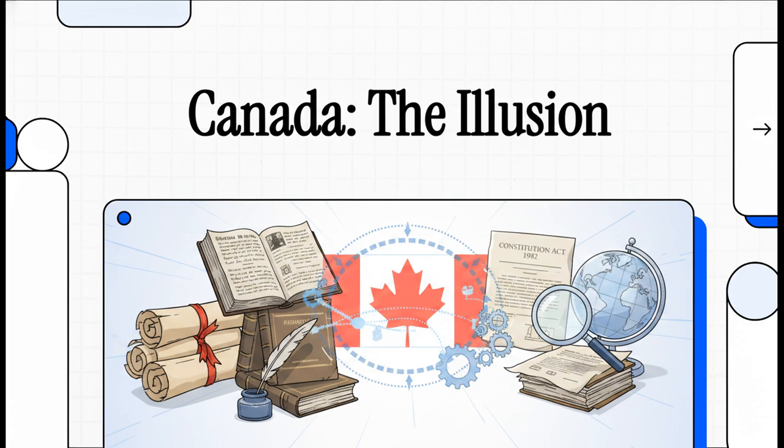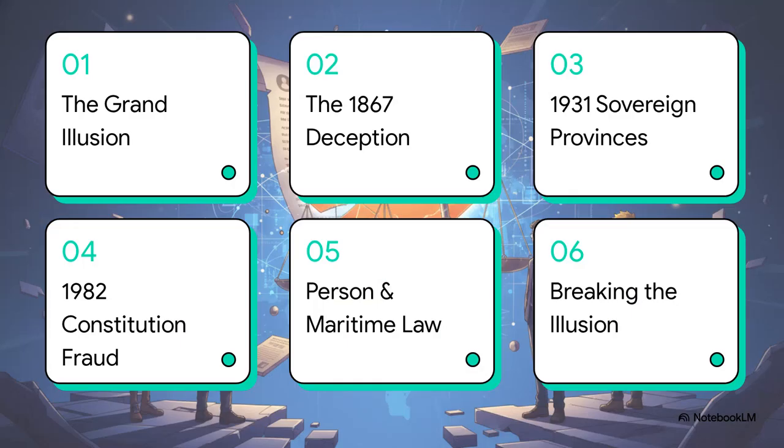We're strictly looking at the historical documents, the legal definitions, and the specific timeline this theory pieces together to make its case. To wrap our heads around this dense theory, we'll go through 6 main sections. We've got the Grand Illusion, the 1867 deception, the emergence of sovereign provinces in 1931, the 1982 constitutional fraud, the concept of a person under maritime law, and finally, breaking the illusion.